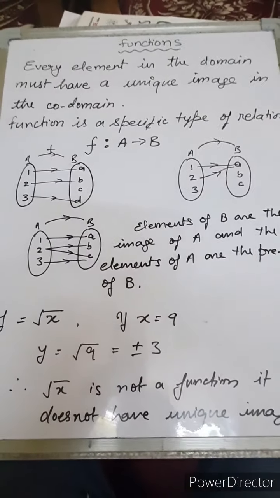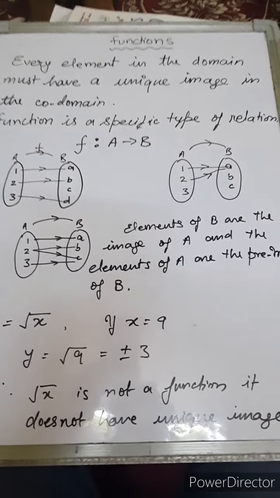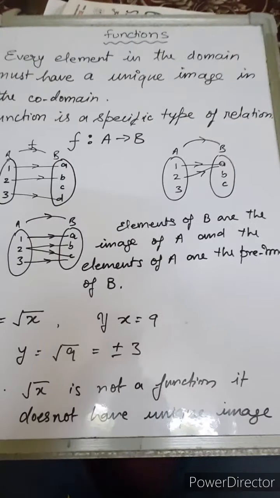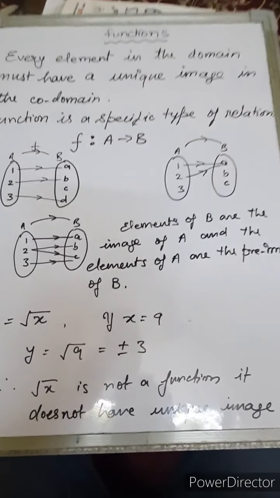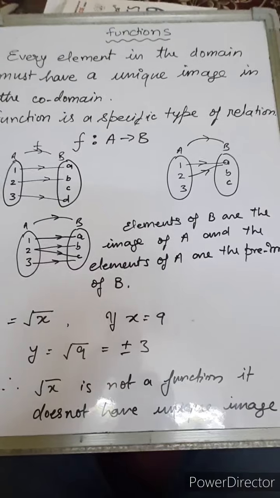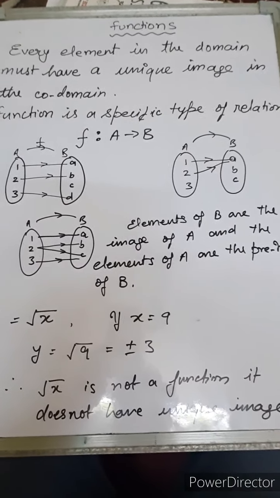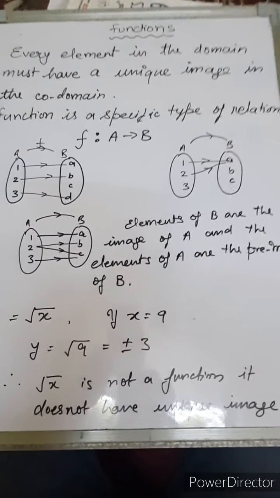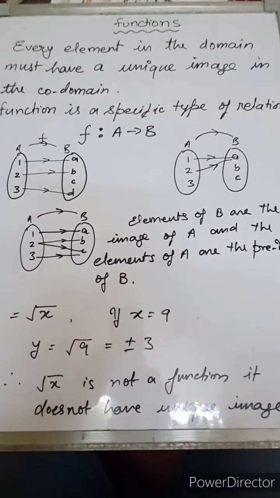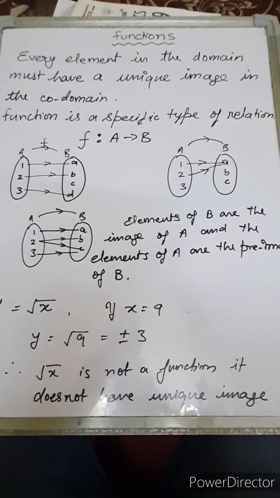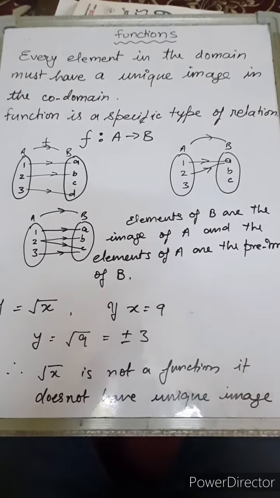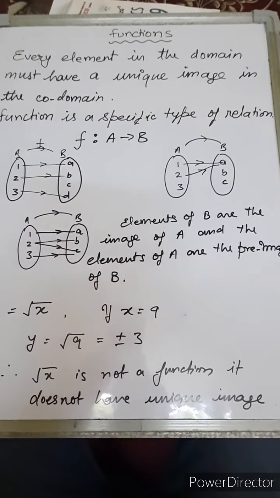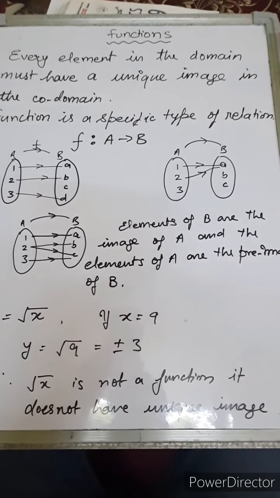See children, what are functions? Functions are a specific type of relation. That means all relations are not functions, but there are a few relations which we call functions, right? In a function, when a specific image is defined, then we say that the relation is called a function. In a function there is one exact image, and in a relation it could be any image. So this differentiates a function from a relation, right?